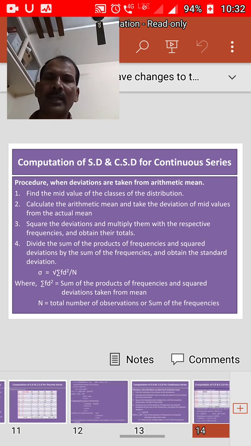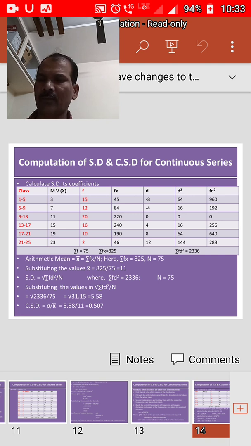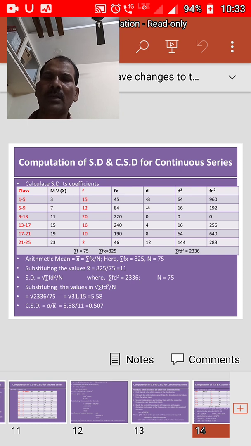Now we will take one example for better understanding. What the examiner has given is in red color, and what we have calculated is given in black color. He has given class intervals: 1-5, 5-9, 9-13, 13-17, 17-21, 21-25, and he has also given frequencies. Now we need to calculate mid values from the given classes. 1 plus 5 by 2, that is 3.